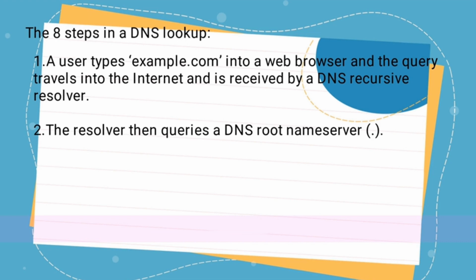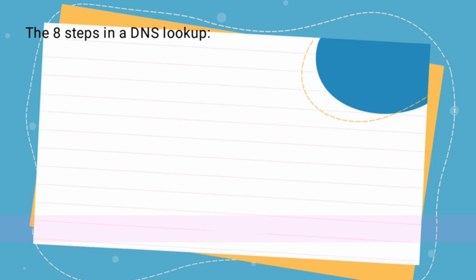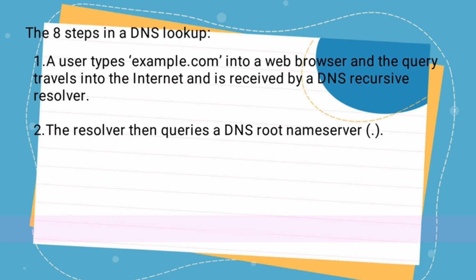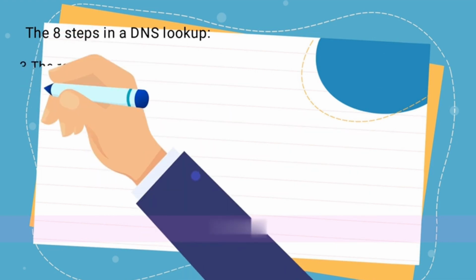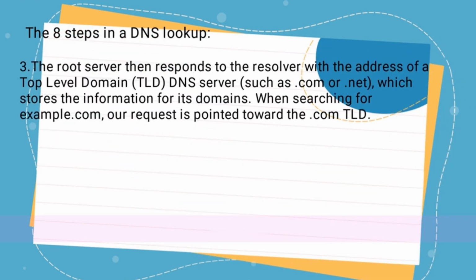There are eight steps in the DNS lookup. A user types example.com into a browser, and the query travels into the internet and is received by a DNS recursive resolver. The resolver then queries a DNS root name server. The root name server then responds to the resolver with the address of a top level domain (TLD) DNS server, such as .com, .net, etc., which stores the information for its domain.